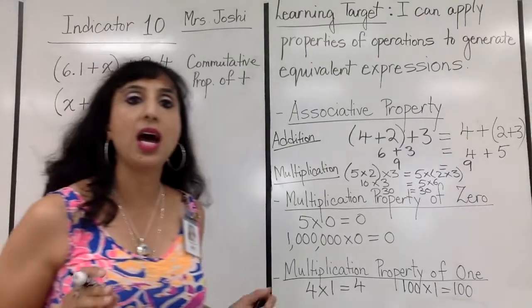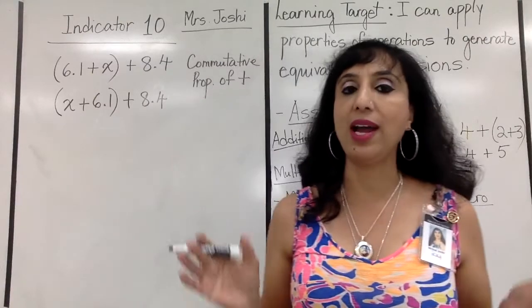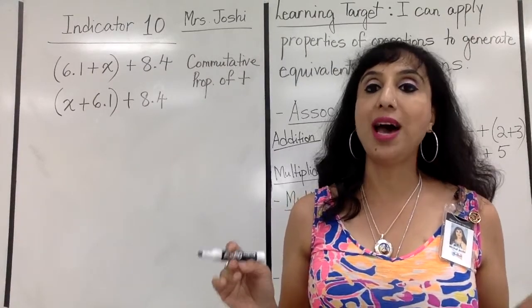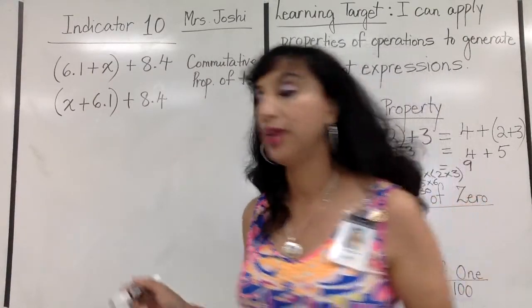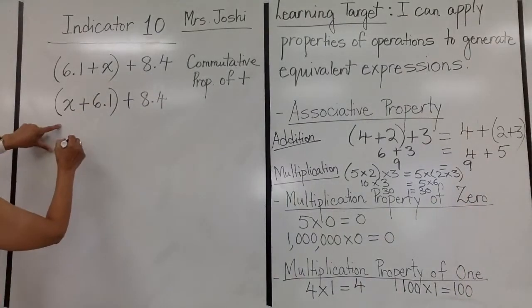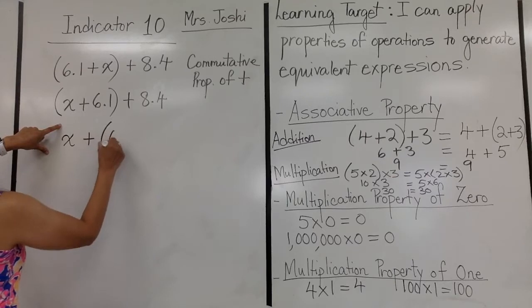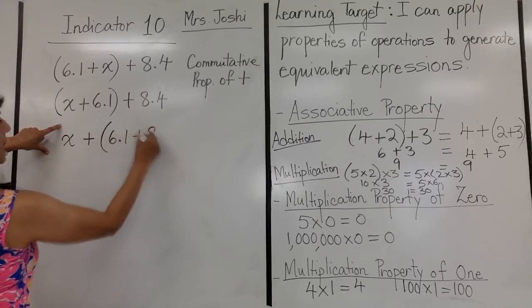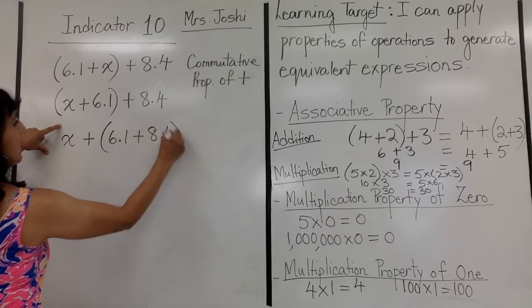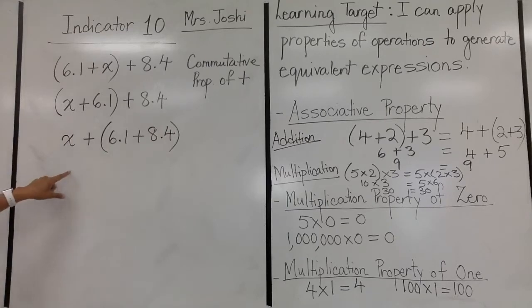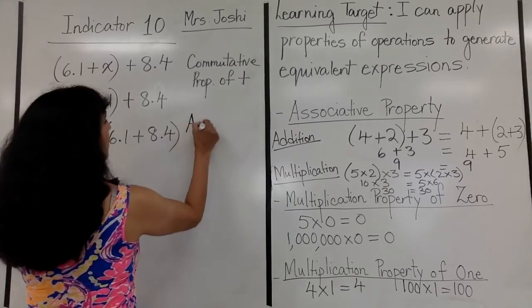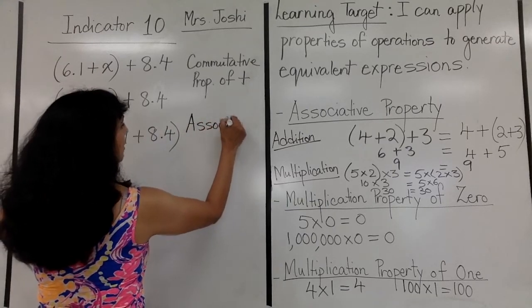Now that the numbers are next to each other, the decimals are right there next to each other, so now I can change the grouping. I'm going to change the grouping. I'm going to do x plus 6 and 1/10 plus 8 and 4/10. So I've changed the grouping, and that is called the associative property of addition.